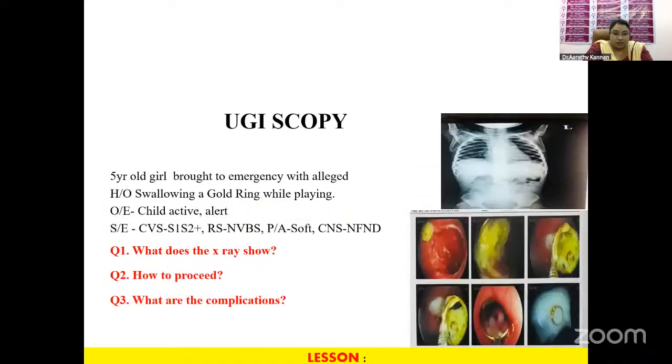Next, we had a 5-year-old girl who was brought to the emergency with a history of having swallowed a gold ring while playing. On examination, the child was active and alert. Systemic examinations were normal and an X-ray was immediately taken, followed by which, what do you think is the finding in the X-ray? With this finding, how will you proceed? And you can see clearly what has been done and what they have found. What are the complications you can think of because of this procedure or because of having swallowed the ring?